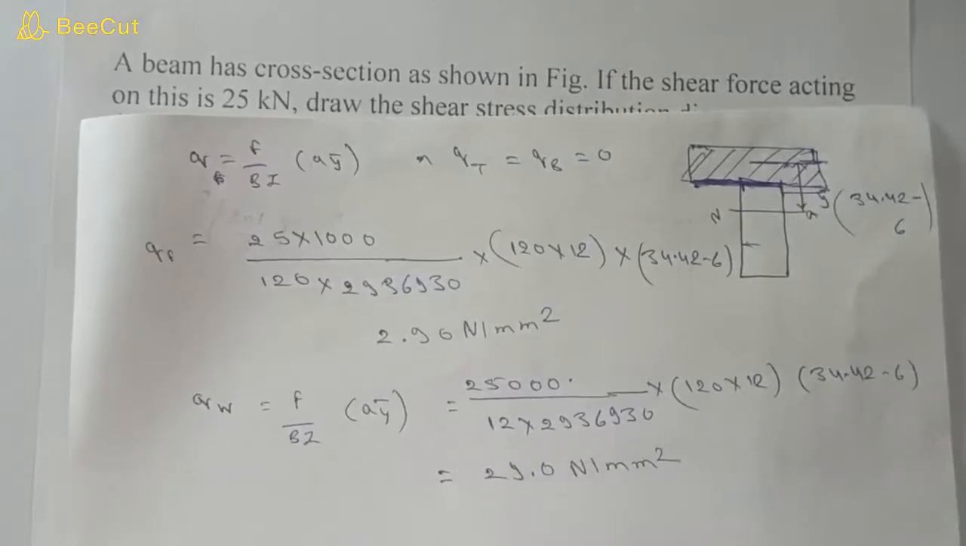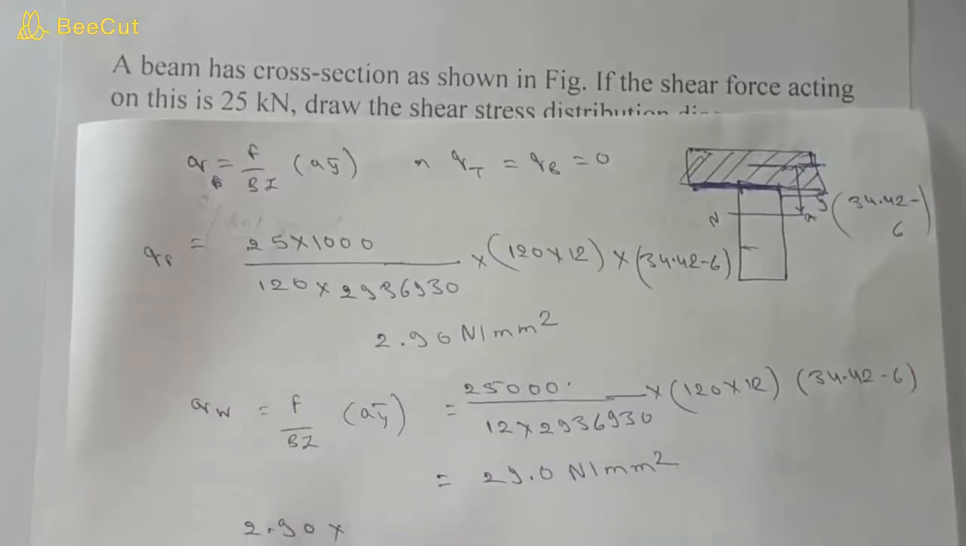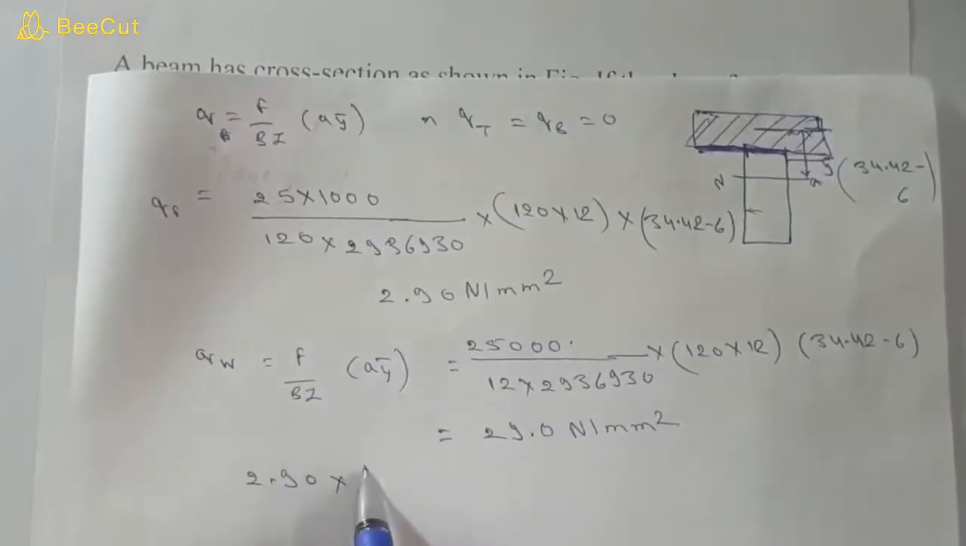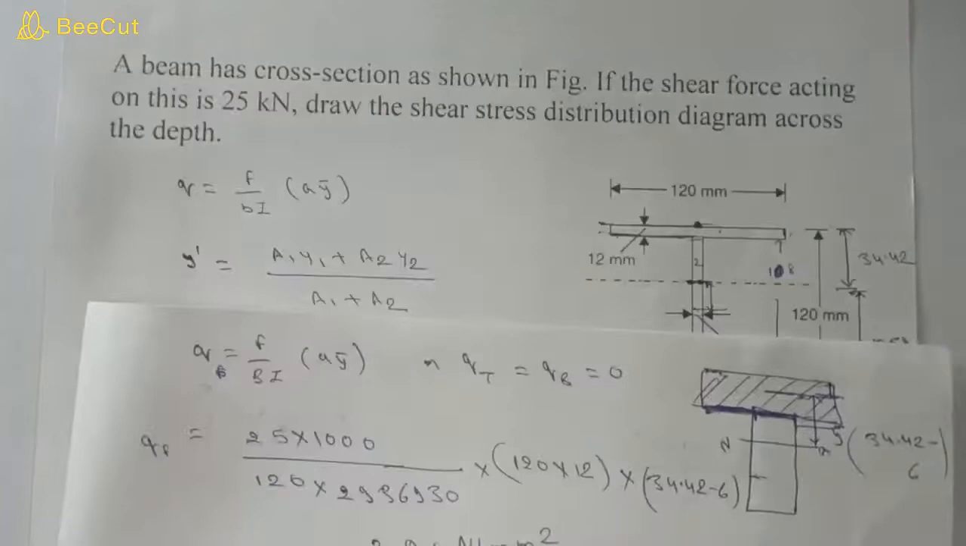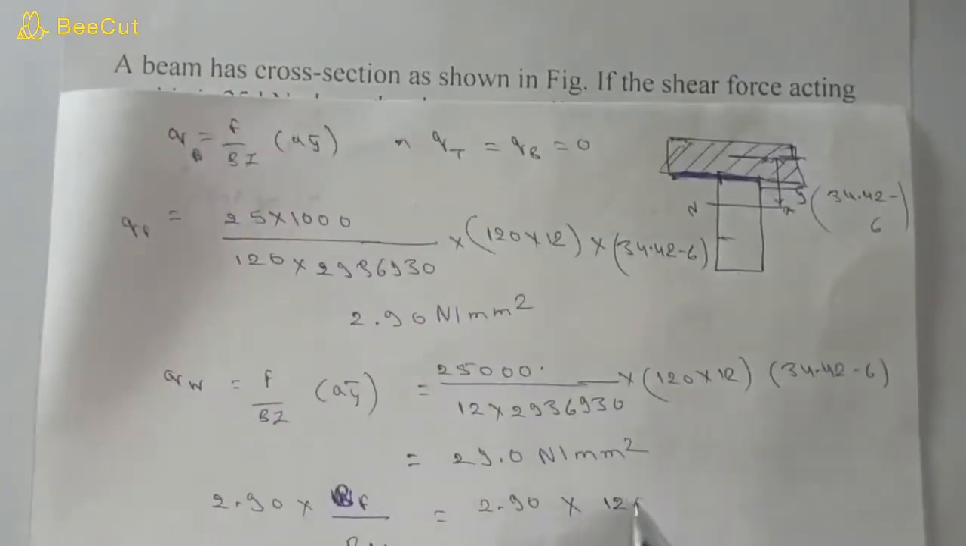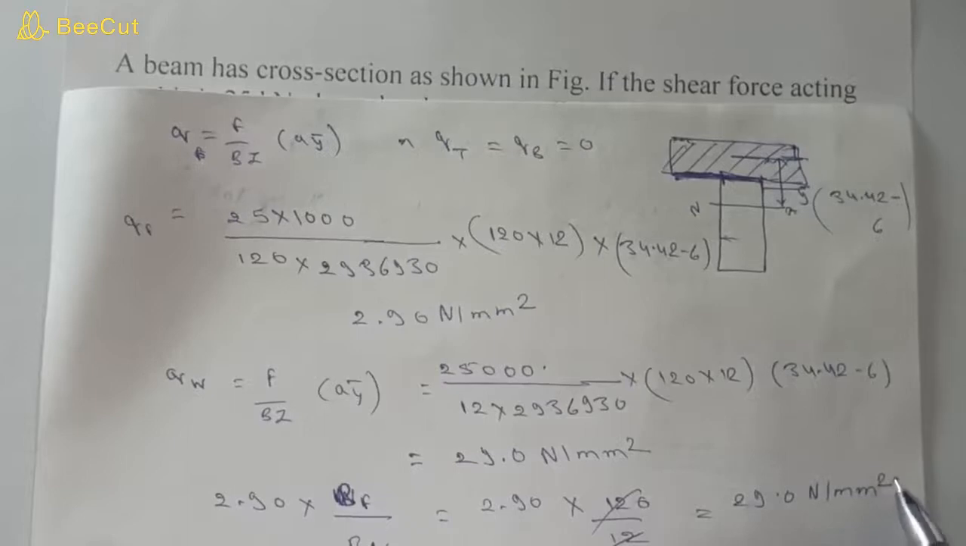If you want to calculate by the shortcut method, then you can take 2.90 at the flange into the width of the flange, B flange, upon B web. So it will become 2.90 into 120 divided by 12. So it will become 29.0 Newton per mm square.